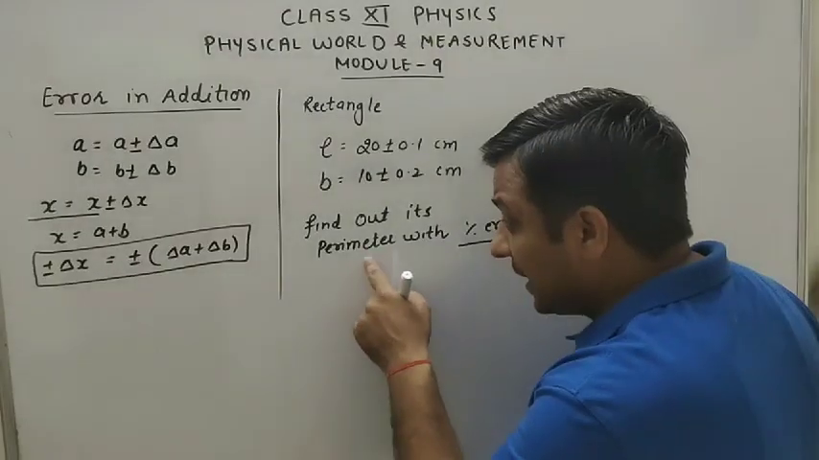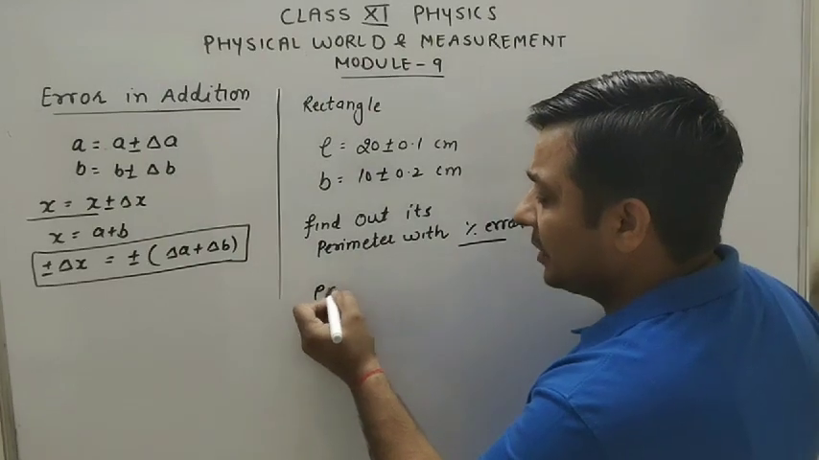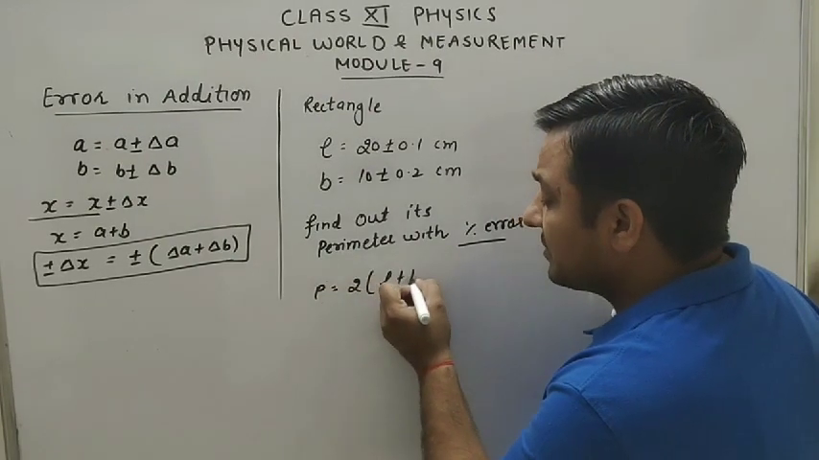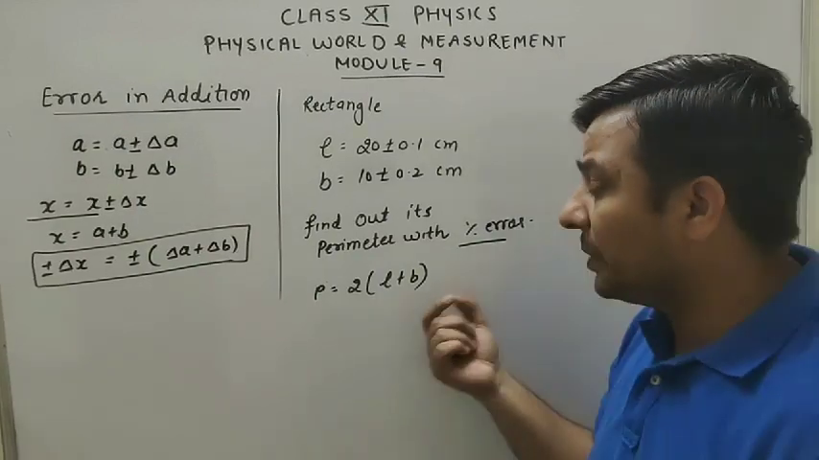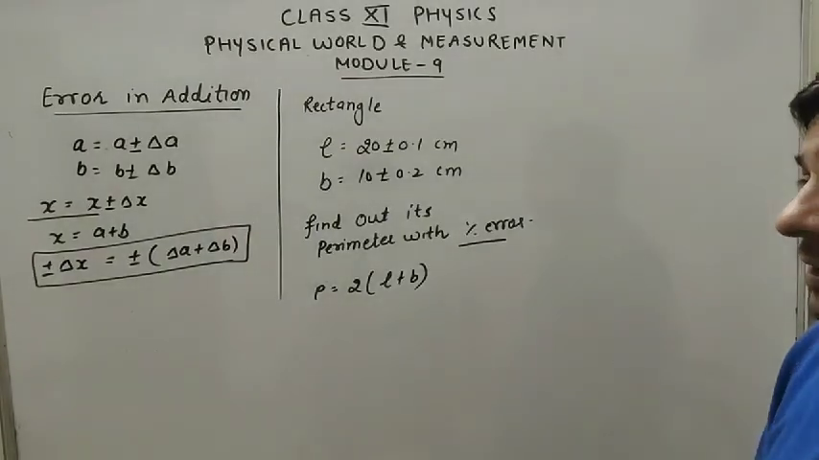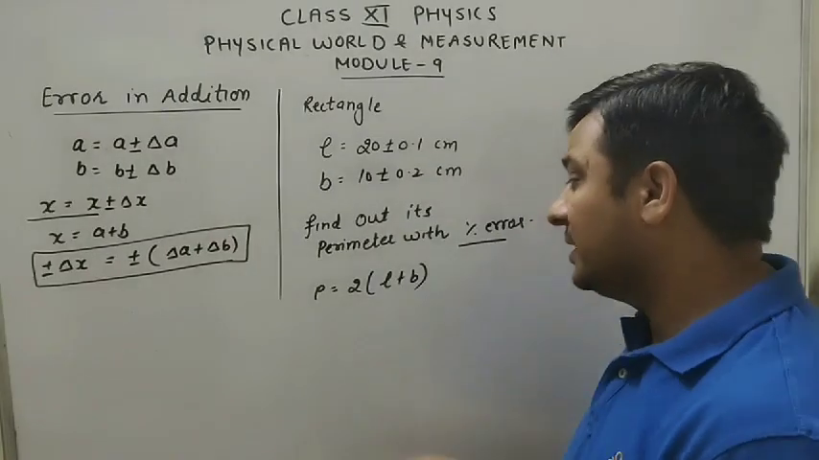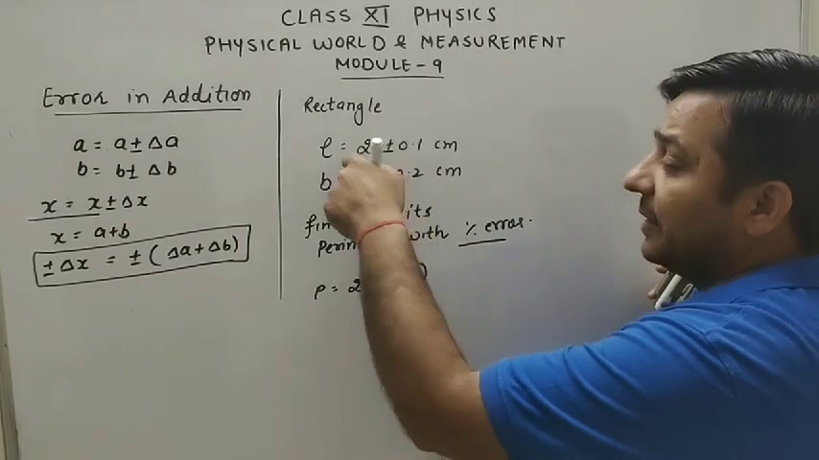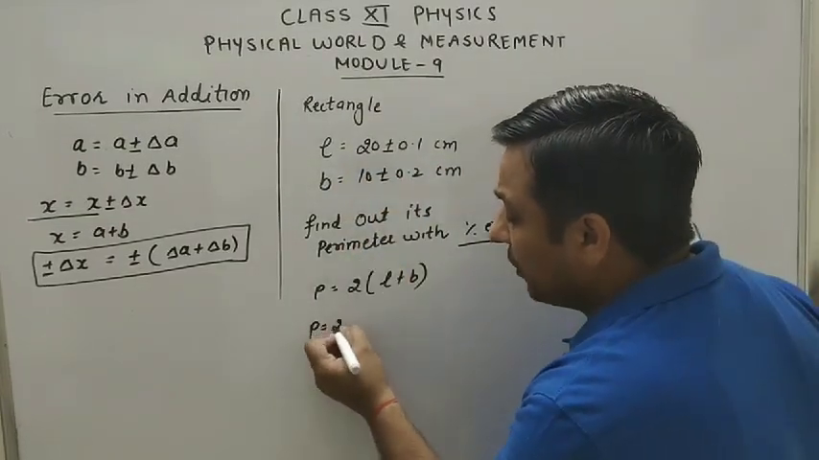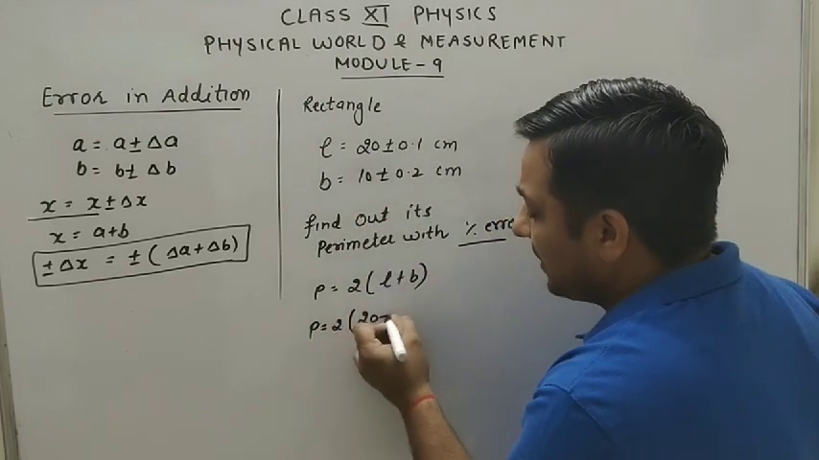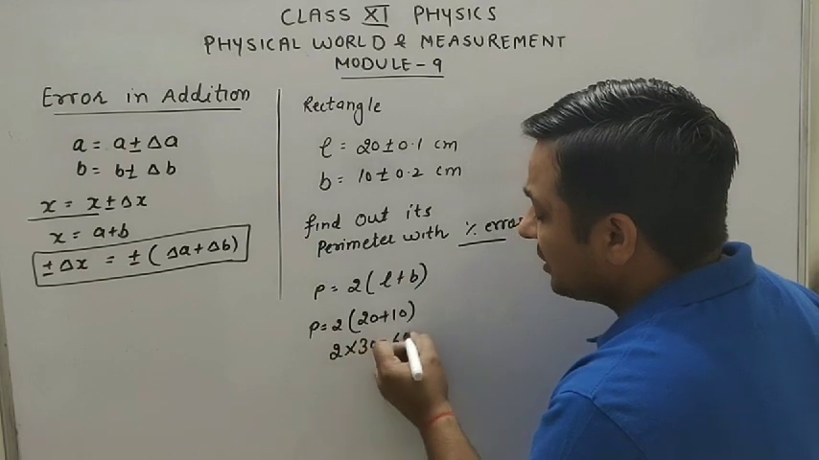Find out its perimeter. You know the formula of perimeter is 2 times (length plus breadth). We will add twice the length and twice the breadth. For this, we have to remember one special thing: if length is twice, then error will be twice. So perimeter is equal to 2 times (20 plus 10), that is 2 into 30, that is equal to 60 centimeter.